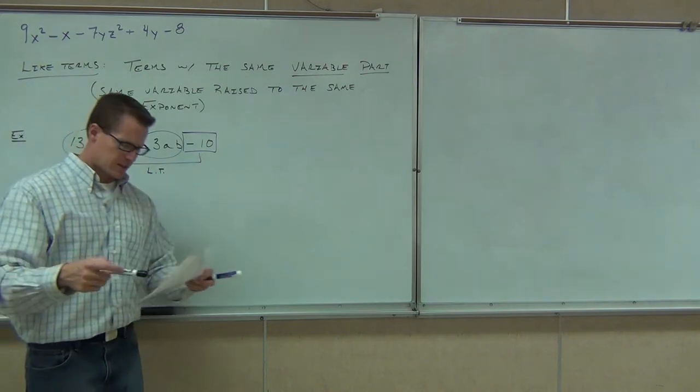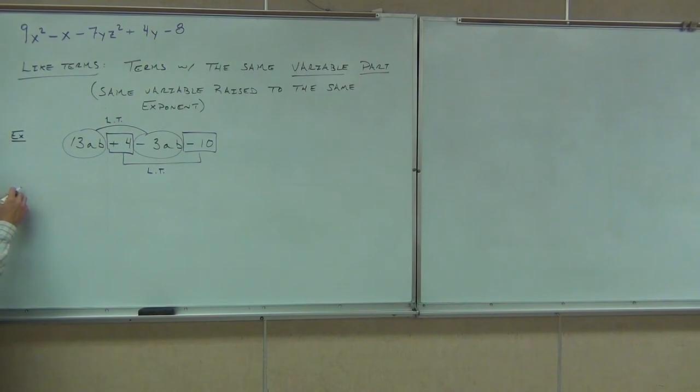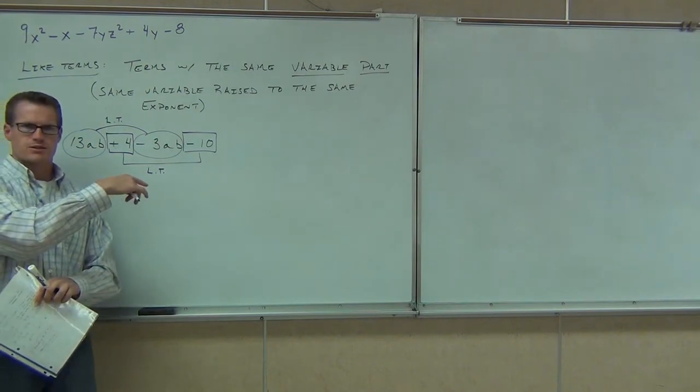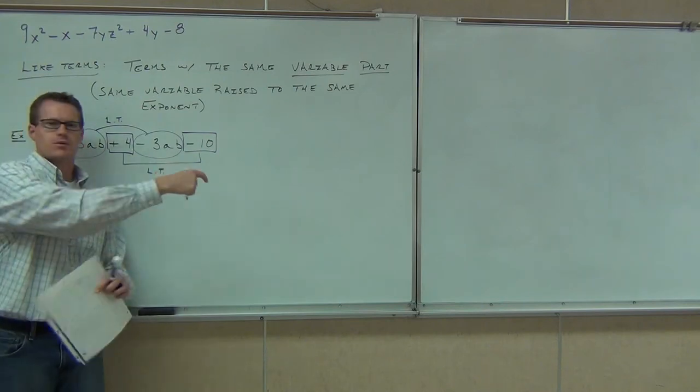Let's do one more to really get the hang of this. I'll have you do one on your own. Then we'll talk about how to combine these things. First, are you okay that these are, in fact, like terms? Yes. What we're looking for is the AB and AB. Those match up. Number, number. Those match up.